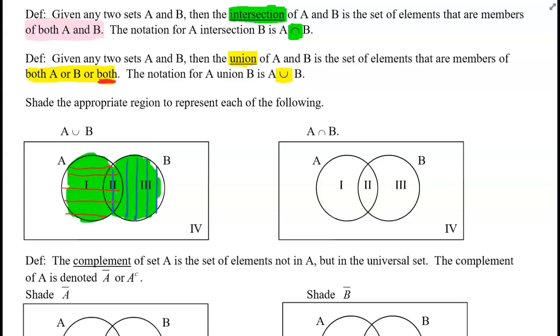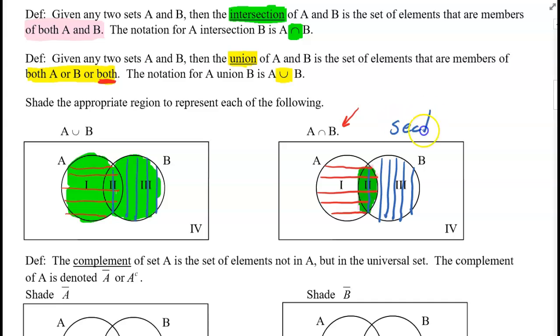In contrast, if I want A intersect B, which is the second problem on the right, here's A. I'm going to do red again. Highlighting B, I'll use the vertical blue lines. Intersection is where they overlap. So the intersection of A and B is just this middle part that I'm highlighting, and I'll highlight it in green again, so it's just section 2. So the intersection is section 2, while the union is sections 1, 2, and also 3.